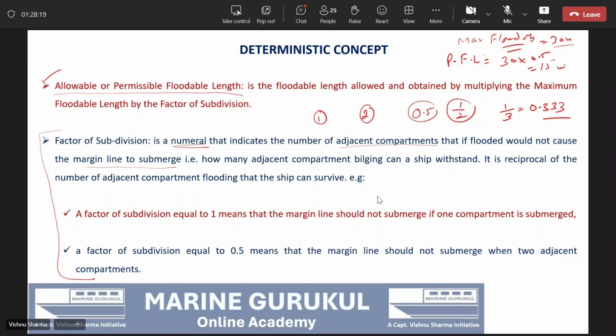Because you want the vessel to withstand bilging of 2 adjacent compartments. So obviously that will be possible only if you reduce the length of the compartments. So you'll have to divide this 30 meters of maximum floodable length into 2 compartments by placing one more bulkhead, and the maximum spacing can then be only 15 meters.